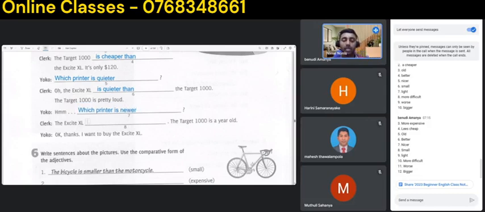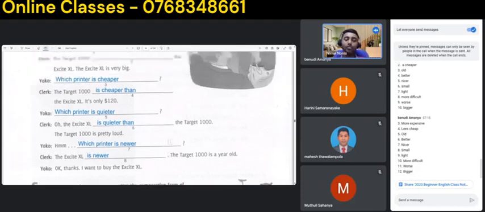The Excite XL is new, or we can say Excite XL is newer. The Target 1000 is a year old. Okay, the new one is the Excite XL. Okay, thanks. I want to buy the Excite XL.